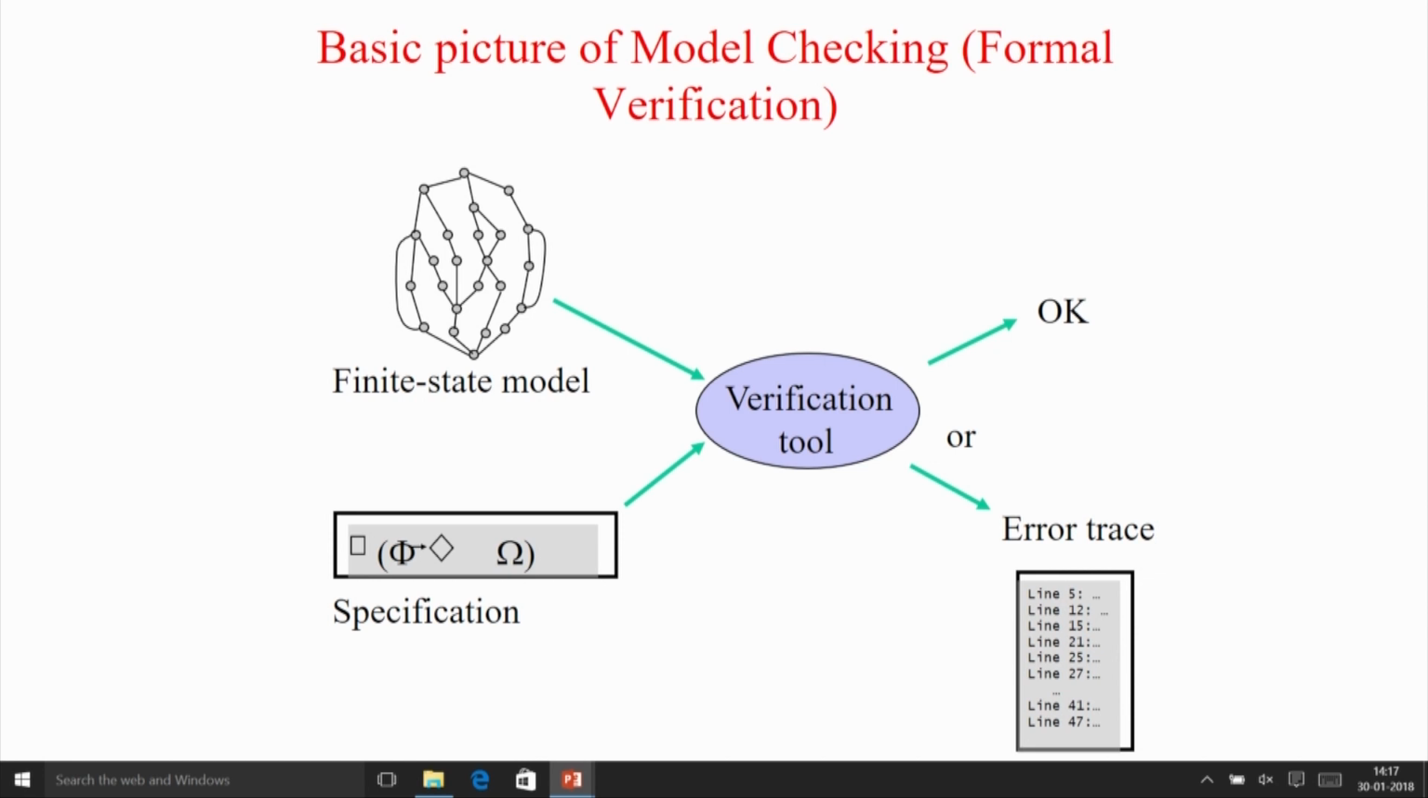For example, I say if I request a job to the printer, in some time I should get a reply. So the specification will be very simple: request implies in future grant. So the specification writing is smaller compared to the modeling, but modeling a printer, you can understand, is a complex task. So to get an okay signal, generally the specification has to be correct as well as the modeling has to be correct.